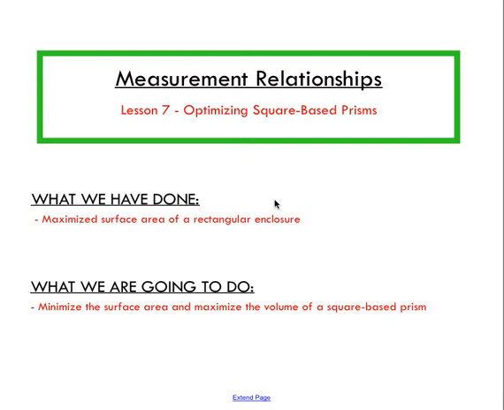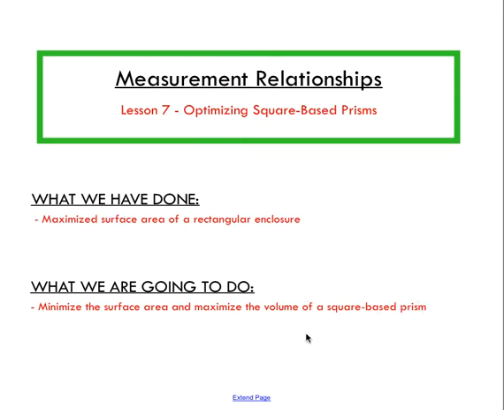This is lesson 7. We're talking about optimizing square-based pyramids. At this point, we have talked about optimization as a process, and we know that we can use it to maximize or minimize some sort of measurement if we're given some specific fixed amount. So in this one, we're going to minimize the surface area while also maximizing volume of a square-based prism.